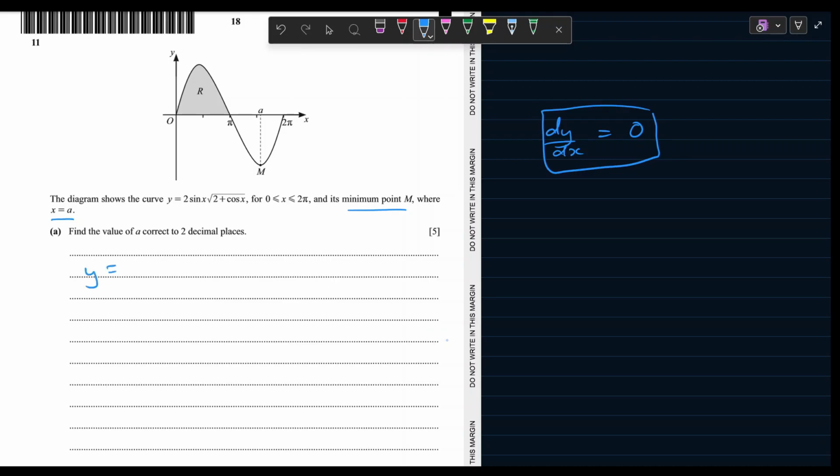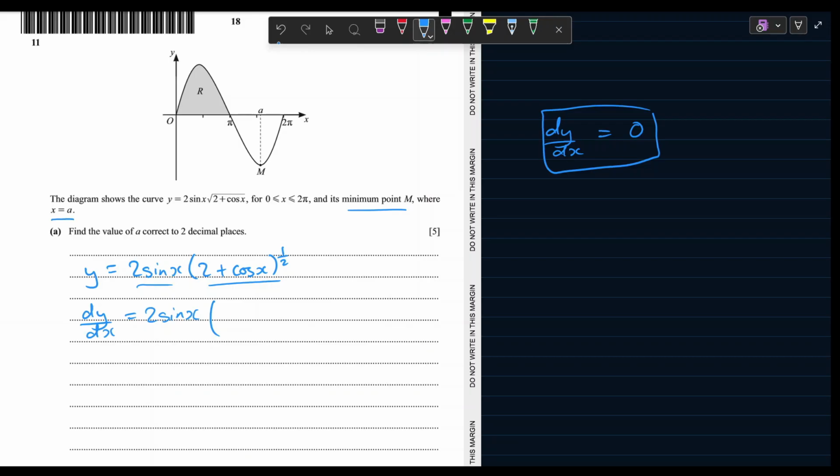I'm just going to rewrite our y as 2 sine x times 2 plus cos x to the power of half. All right, so dy dx. Notice here that we've got 2 functions multiplying each other. So we need to use the product rule. And a simplified way of thinking about the product rule is you're going to hold the first function, so hold 2 sine x, and now differentiate the other function. So we need to differentiate 2 plus cos x to the half.